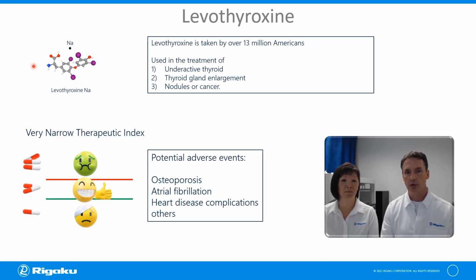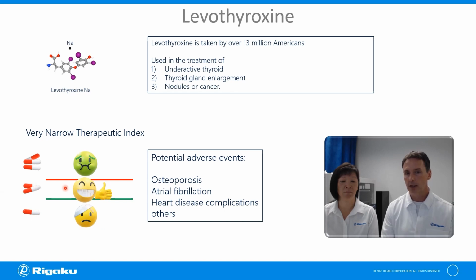This is the structure over here. It's a sodium salt, but more importantly, which we're going to talk about in a little bit, it has four iodines in the structure. It's got a very narrow therapeutic index, meaning that if you were to take, let's say, 50 micrograms of this medicine, you get no beneficial effect for whatever ailments it's supposed to treat.